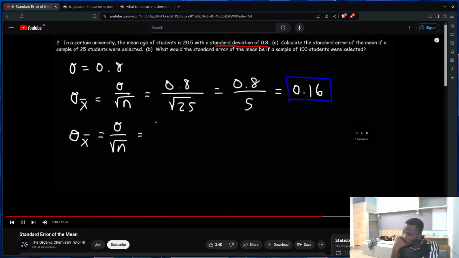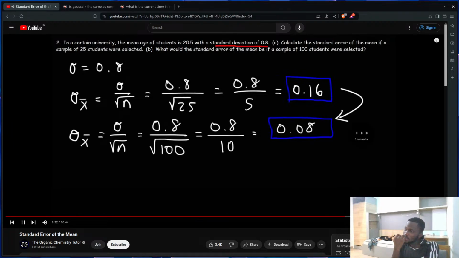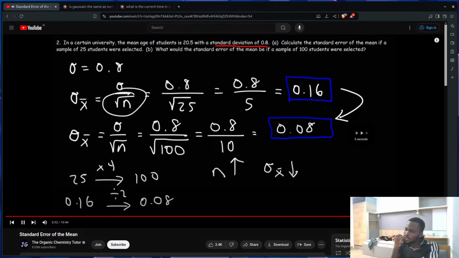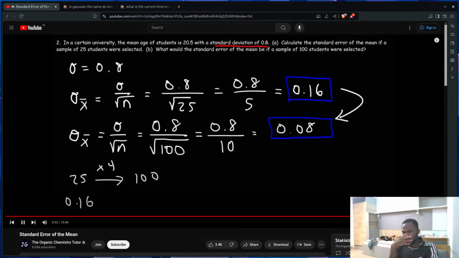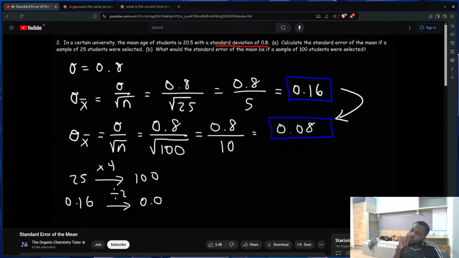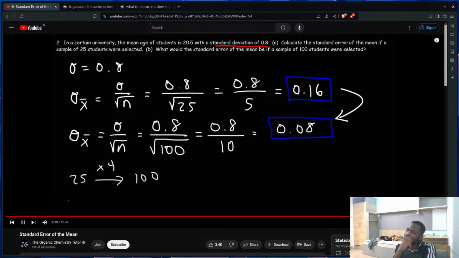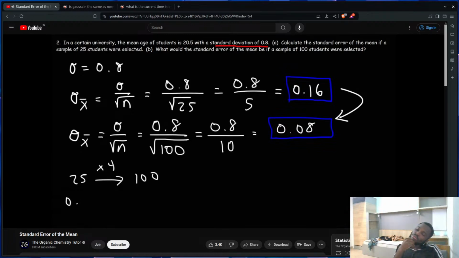Now, if the sample size is increased, notice that the standard error decreases. Well, the square root of 4 is 2. So the standard error decreases by a factor of 2 when n is increased by a factor of 4.